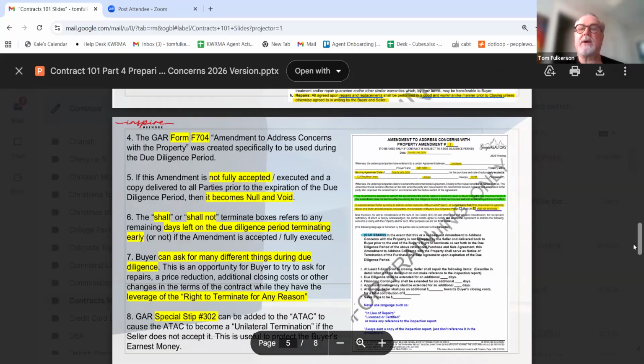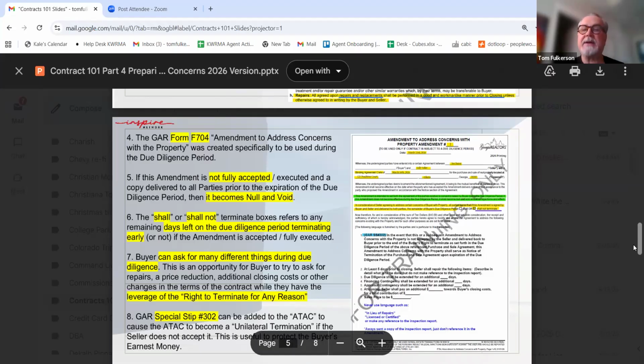All right, so here is our amendment to address concerns with the property. I've highlighted some things here in yellow and green for you to take a look at, and I'm going to go over those with you right now. The GAR Form 704 is the amendment to address concerns with the property, and it was created specifically to be used during the due diligence period. If this amendment is not fully accepted, executed, and a copy delivered to all parties prior to the expiration of the due diligence period, then it becomes null and void.